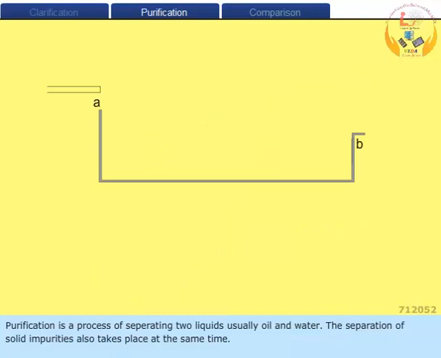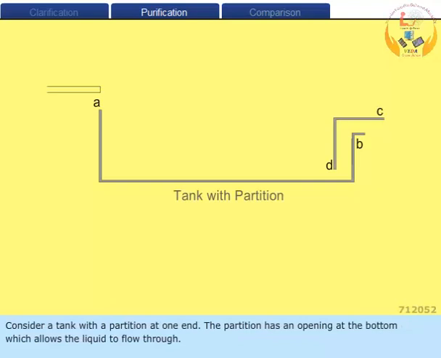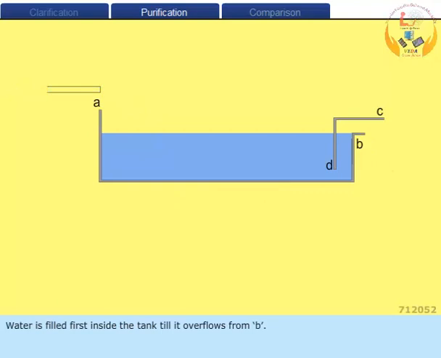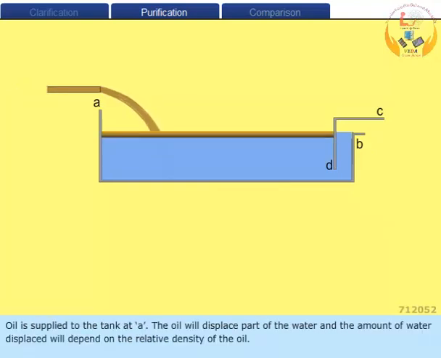Purification is a process of separating two liquids, usually oil and water. The separation of solid impurities also takes place at the same time. Consider a tank with a partition at one end. The partition has an opening at the bottom, which allows the liquid to flow through. Water is filled first inside the tank till it overflows from B. Oil is supplied to the tank at A.